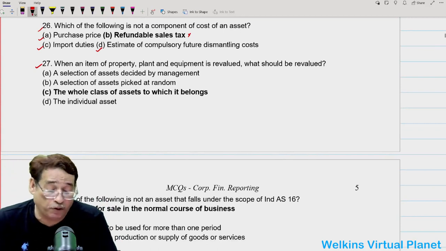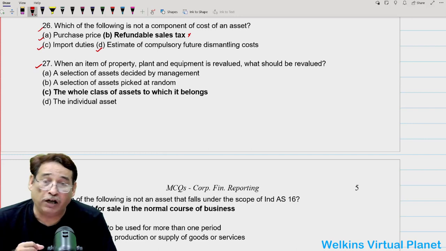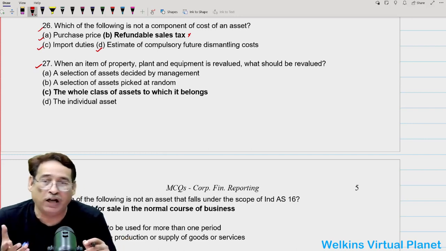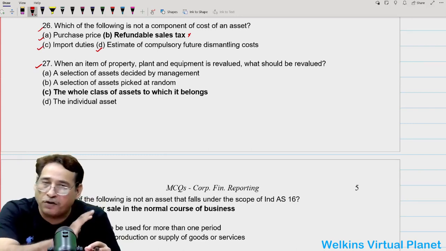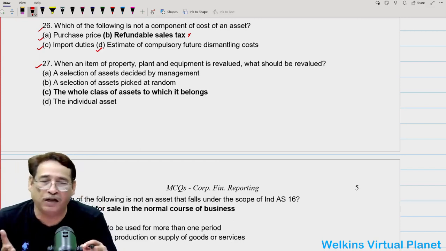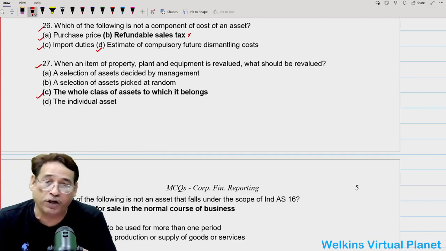When an item of property, plant and equipment is revalued, what should be revalued? Now, under revaluation, we have seen that whenever we are going to revalue an item of property, plant and equipment, we should not revalue it separately. In fact, we should revalue the whole class to which that particular item belongs. So your answer should be the whole class of asset to which it belongs.